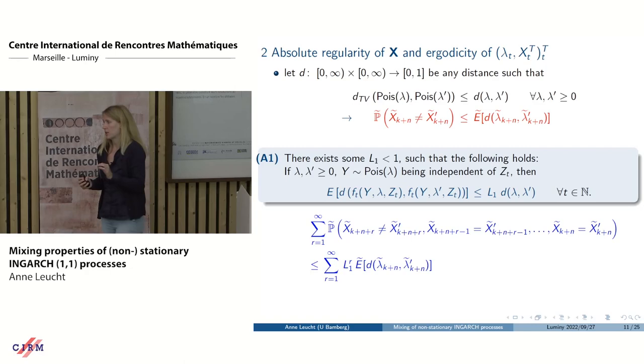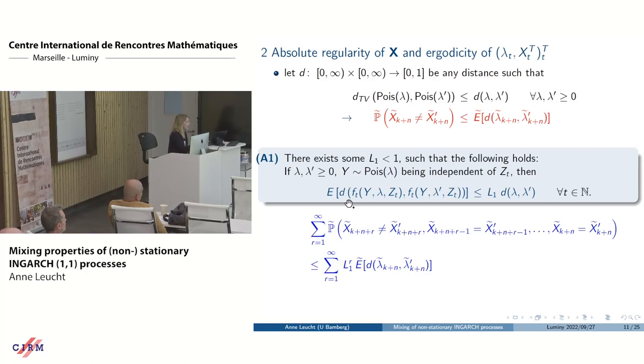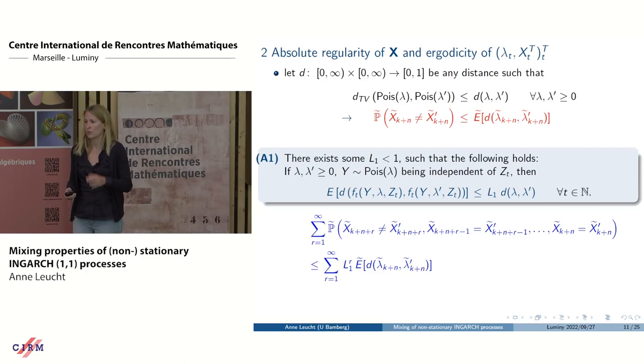So the expectation of the distance of these intensity functions Ft can be bounded by a constant L1, which is less than 1, times the distance of the lambdas. And you see we have the same lambda on the left and on the right-hand side. This is due to the fact that we start with a situation where x and x prime are just the same. And we can use this in an inductive way to obtain the bound that you see in the last line, so you have no problem with this infinite sum.